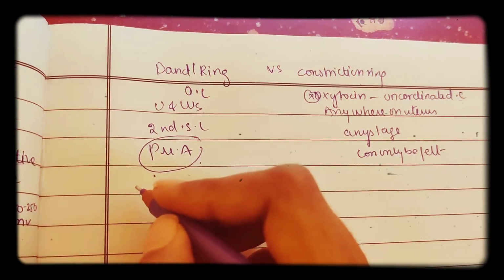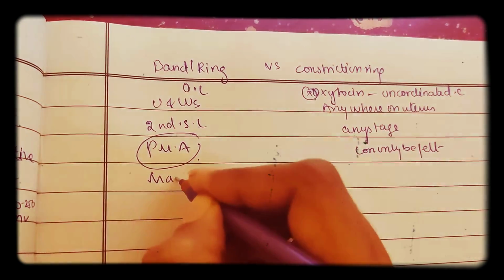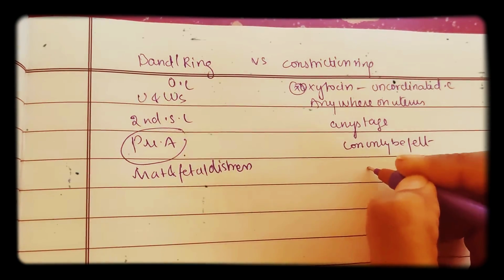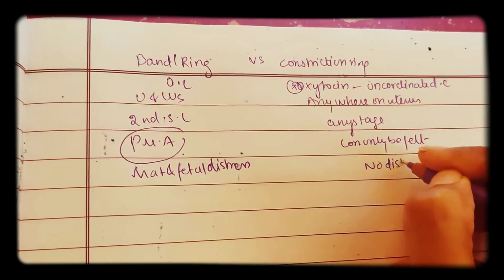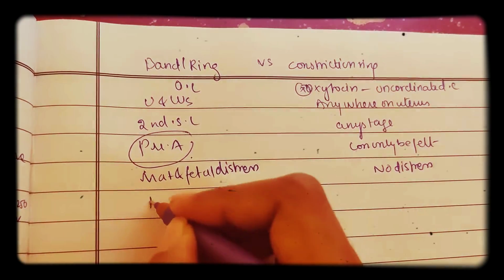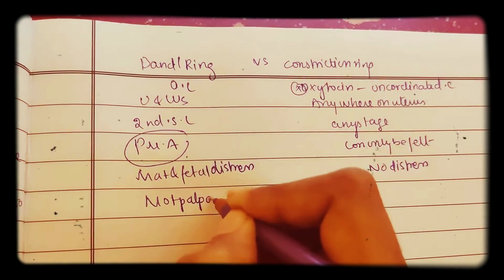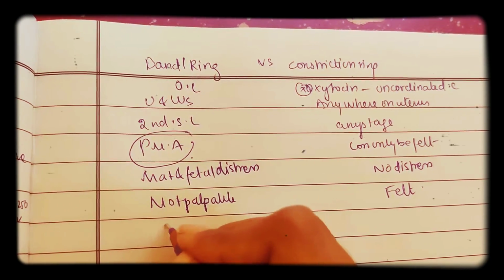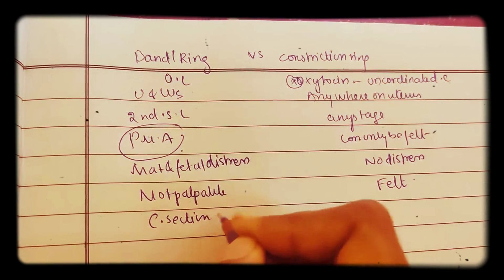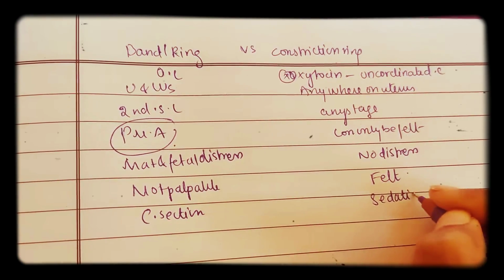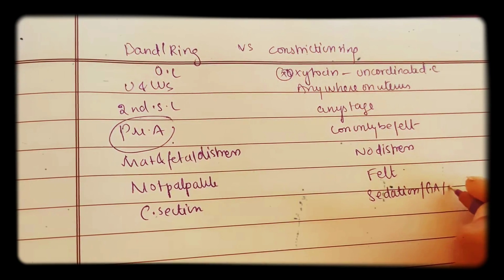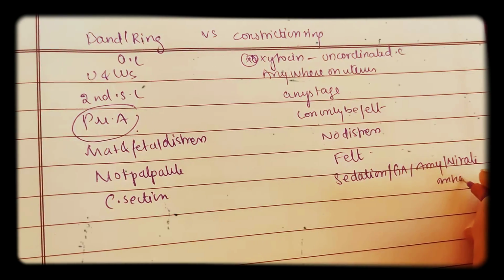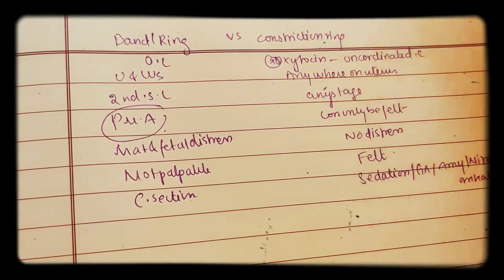Next, there is maternal and fetal distress. Both maternal and fetal distress are seen in Bandl's ring, whereas with the constriction ring you can see no distress. Next, fetal parts are not palpable in Bandl's ring, while in the constriction ring fetal parts are felt. Here you do cesarean section. Here you will do sedation or general anesthesia, or you will give amyl nitrate inhalation. Okay, so this is the difference which you need to know.